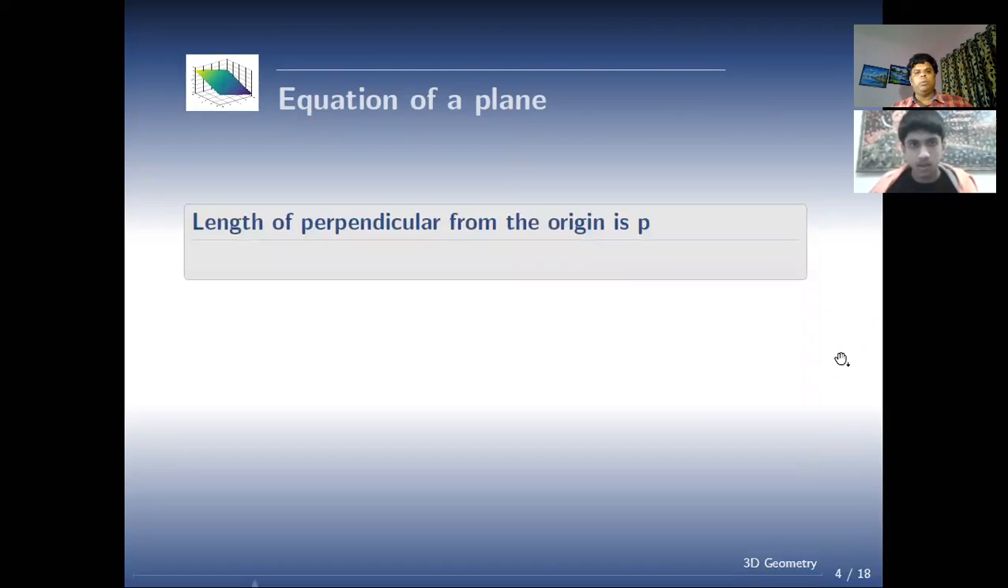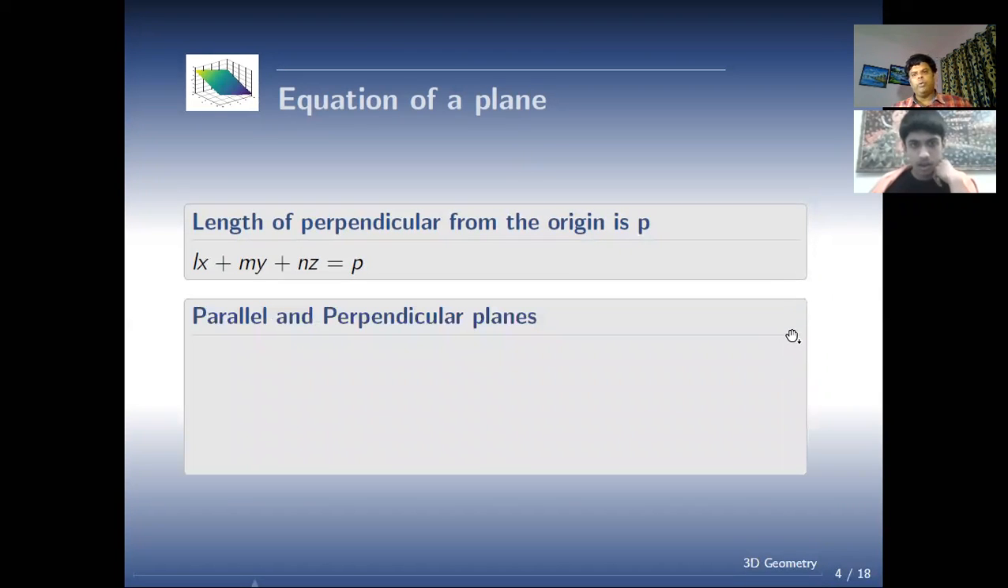Then, if you know the length of the perpendicular from the origin to the plane to be p, we can have lx plus my plus nz equal to p as another equivalent formulation for the equation of a plane. Here l, m, and n are just the direction cosines of the normal to the plane. It's just another way of writing.